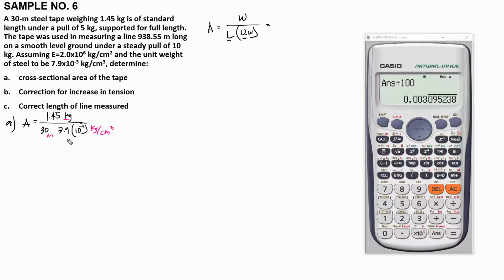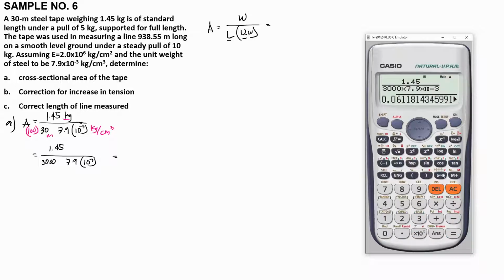So, gawin na lang natin siguro to na centimeter. So, we have to multiply this ng 100. So, ang magiging final values natin dyan is 1.45 divided by 3,000 times 7.9 times 10 raised to negative 3. So, calculating sa ating calcu, 1.45 divided by 3,000 divided by 7.9 times 10 raised to negative 3.